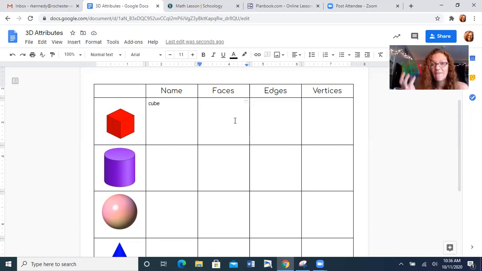So let's count how many faces a cube has. It gets tricky because we have to turn it all around. All right, ready? 1, 2, 3, 4, 5, 6. A cube has 6 faces, or 6 flat parts. Oh my goodness, it's magnetic, and look, it's falling apart.